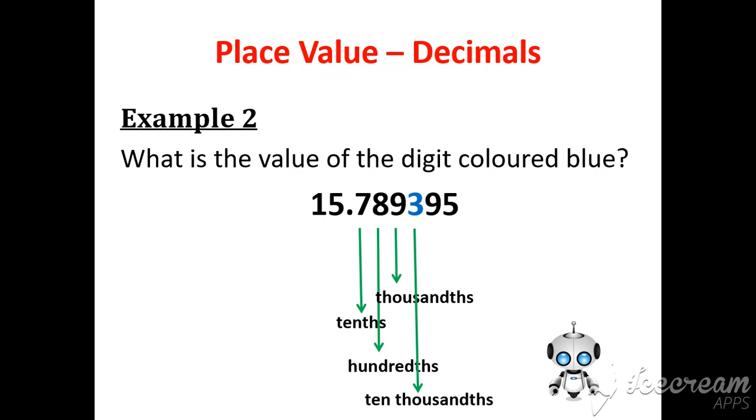Now, we can't just write that down because the question said, what's the value of the digit? So we need to say 3 ten-thousandths, or it might be better to write it as a fraction, 3 over 10,000, 3 ten-thousandths.